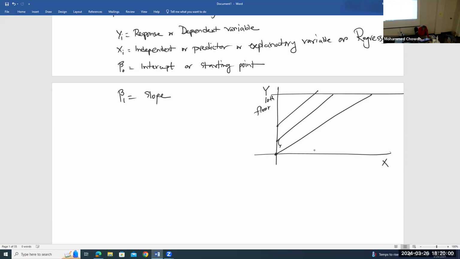This is the beta zero. Suppose this is equal to 3, so my beta 0 equal to 3. Suppose this is equal to 5, then my beta 0 equal to 5. Clear? Are you understanding? Target is to reach in here, and beta 0 is the intercept or starting point from where I am going to start.